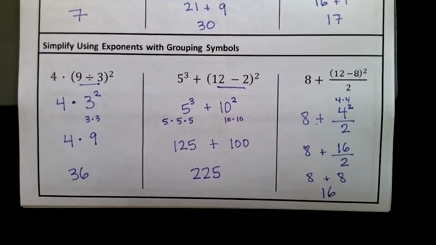Okay. So that is basically using the rule of GEMDAS, which is the rule of the order of operations, to follow the operations that come first, groupings, next exponents, next multiplication or division from left to right, and last addition and subtraction from left to right. And that is using order of operations to simplify expressions.